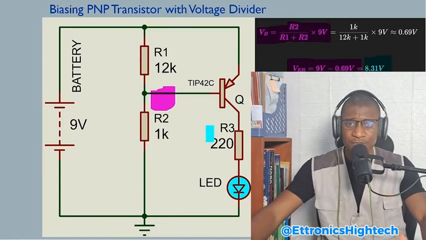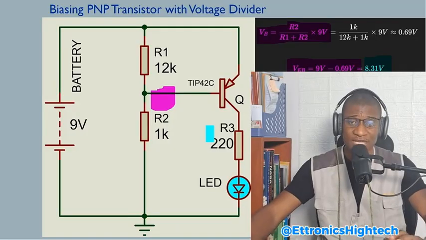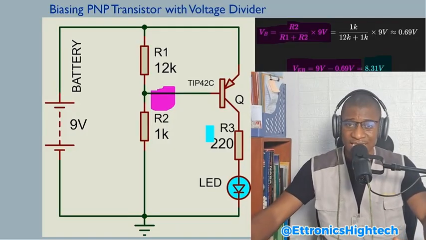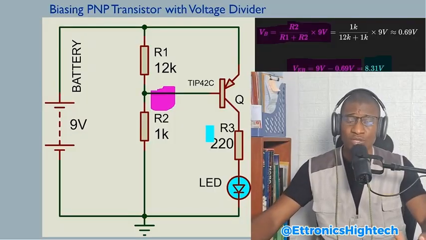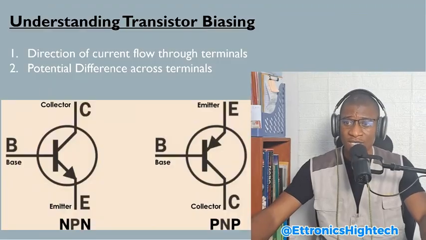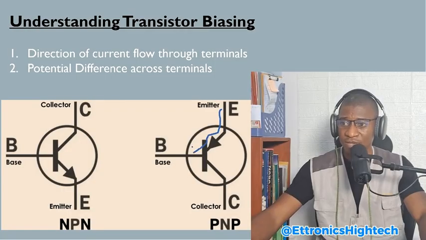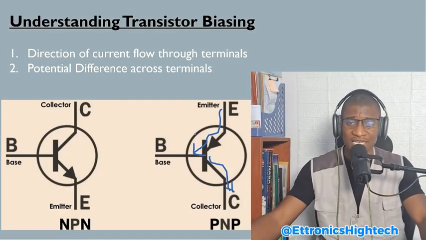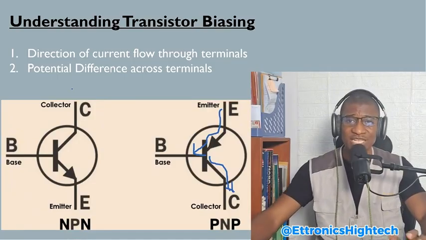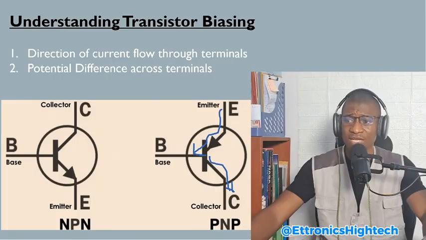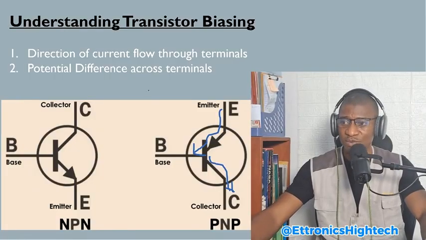So in summary, to bias a PNP transistor, you must understand the direction of current flow. As we have it here, the current is flowing from the emitter to the base and also from the emitter to the collector. Once you understand the direction of current flow, which the symbol here shows, the next thing you need to understand is the potential difference between the two terminals, that is the potential difference between the emitter and the base of the transistor.